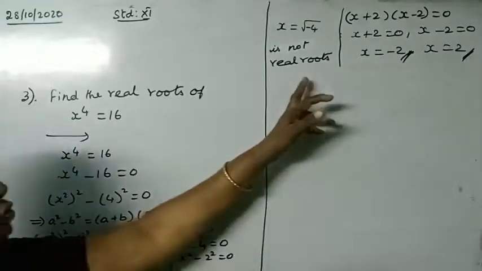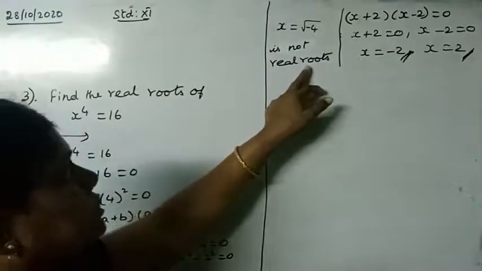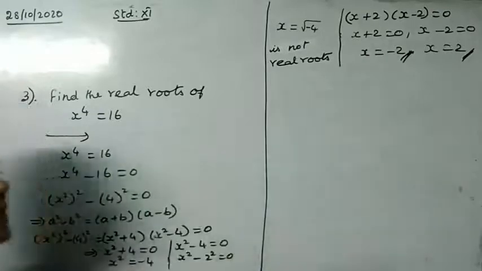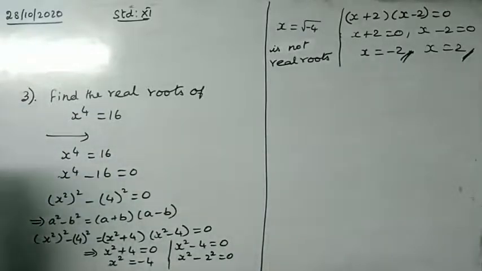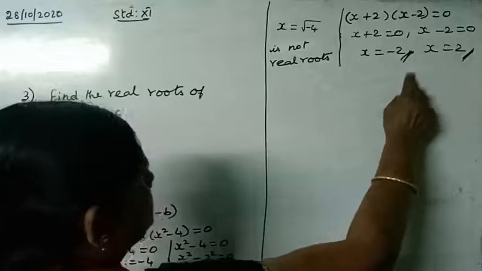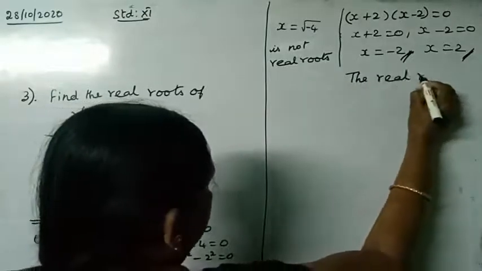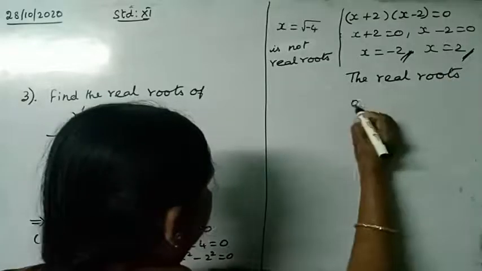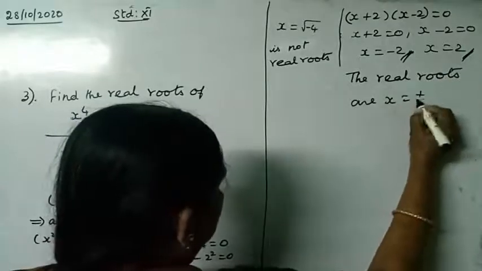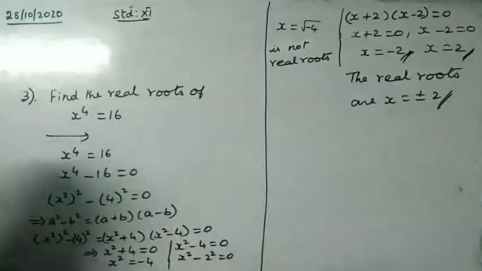Anyway, we are getting two roots here. Here we are getting complex roots, 2i and minus 2i. But here plus or minus 2, these are the real roots. So the real roots are x is equal to plus or minus 2 is the answer.